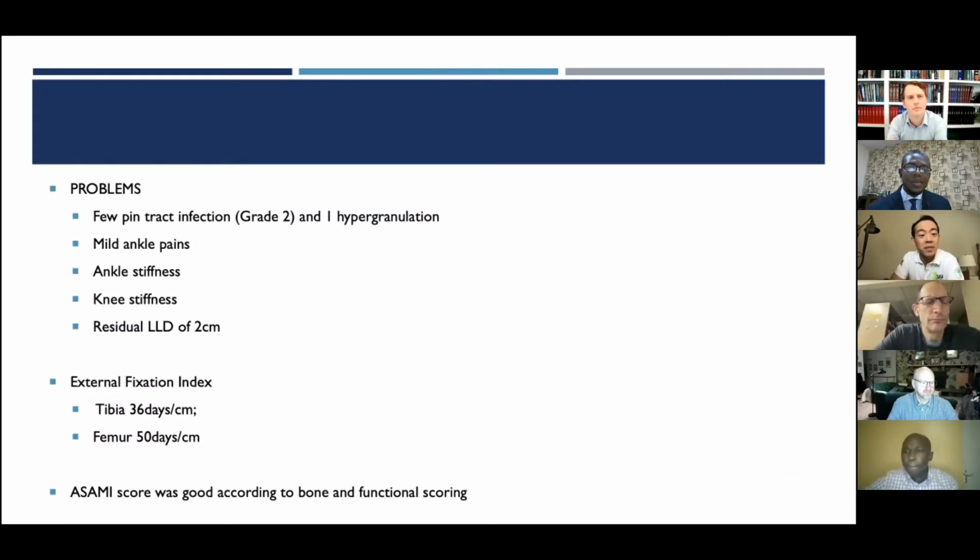So these were general obstacles that I encounter when we're doing this kind of surgery: pin track infections, ankle pains, ankle stiffness, and all that. With the external fixation, funnily enough, the tibia healed faster than the femur. Or rather, I left the tibia frame in place longer than the femur.